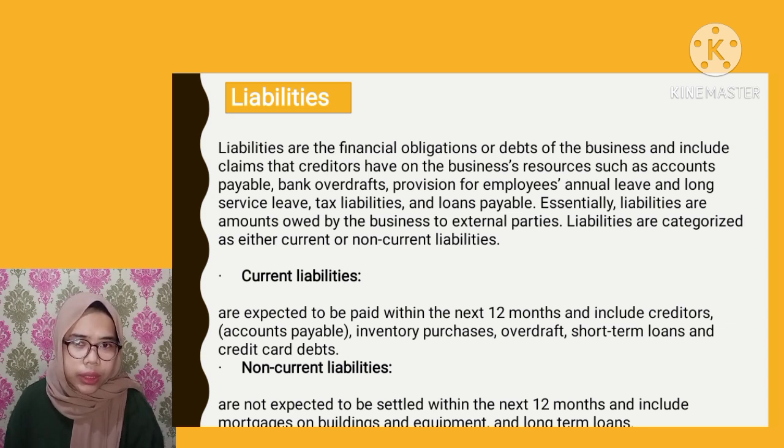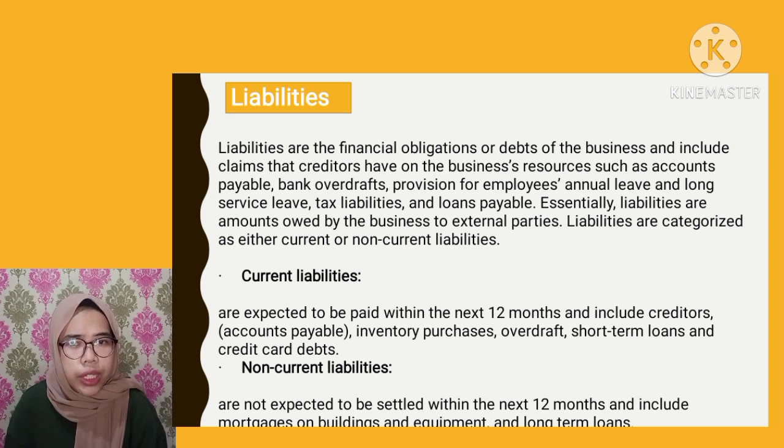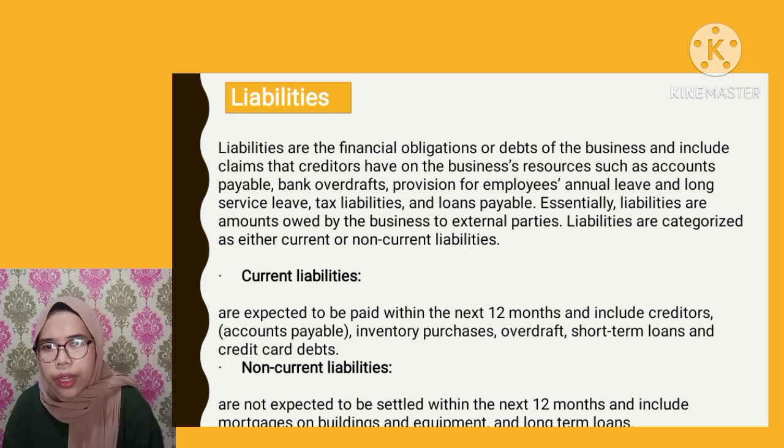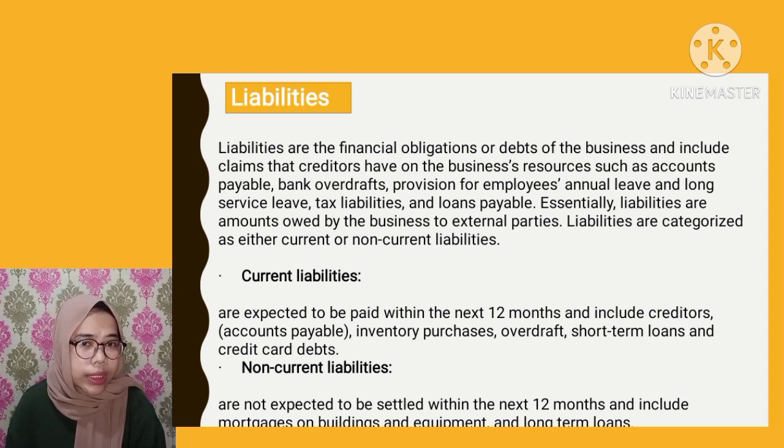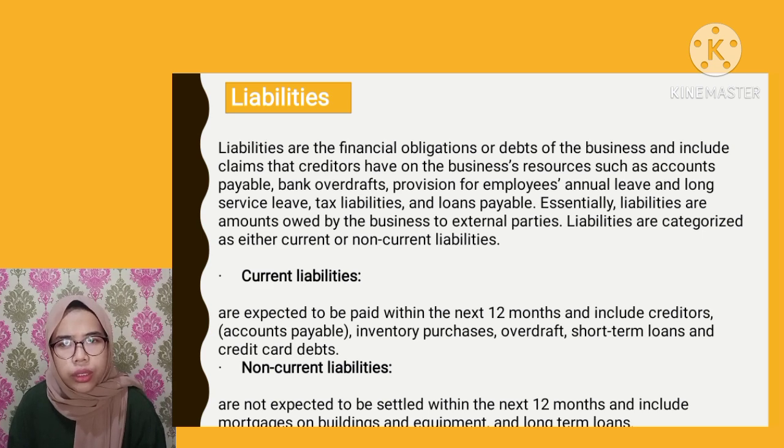Current liabilities are expected to be paid within the next 12 months and include creditors or accounts payable, inventory purchases, overdraft, short-term loans, credit card debts. Non-current liabilities are not expected to be settled within the 12 months and include mortgage on the building and equipment and long-term loans.